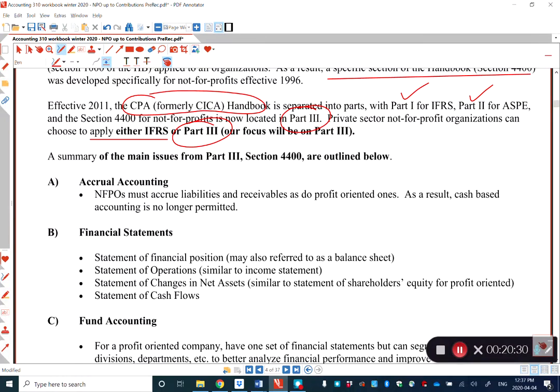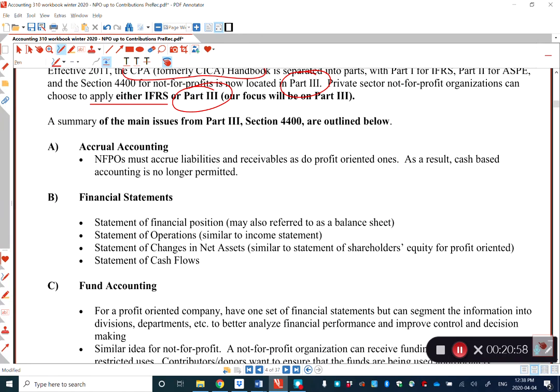So what this next little section is going to presuppose is that these not-for-profit organizations that we're going to discuss are going to adopt Part 3. And I'll tell you right now, any questions that I or any other instructor would ask you on an exam would pertain to the actual not-for-profit accounting that is in Part 3 of our CPA handbook. So I'll go through a few of these and then I might make a separate little segment on the last one because that's really where all the accounting comes in.